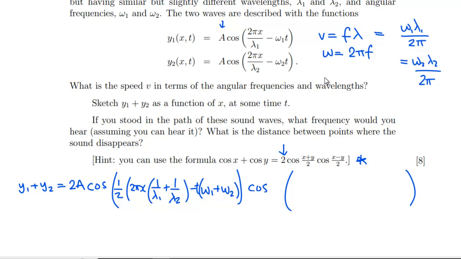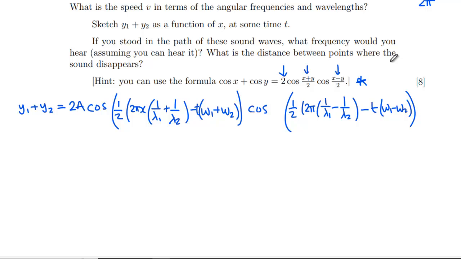Now, the second one isn't going to be as bad, because all we've done is change the sign from a plus there to a minus there. So we can put minuses in front of the omega 2s. So we're going to have a half, 2x times 1 over lambda 1 minus 1 over lambda 2, and then minus t times omega 1 minus omega 2. So it looks like a complete mess. In a lot of ways it is. But as I say, if you've done anything with amplitude modulation before, these won't be that bad to draw out.